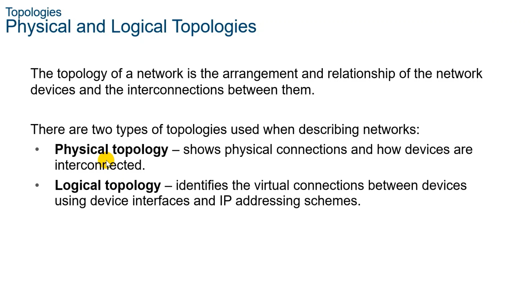When you say logical topology, it refers to the way a network transfers frames from one node to the next. This topology identifies the virtual connections using device interfaces and layer 3 IP addressing schemes. The data link layer sees the logical topology of the network when controlling data access to the media. It is the logical topology that influences the type of network framing and media access control used.